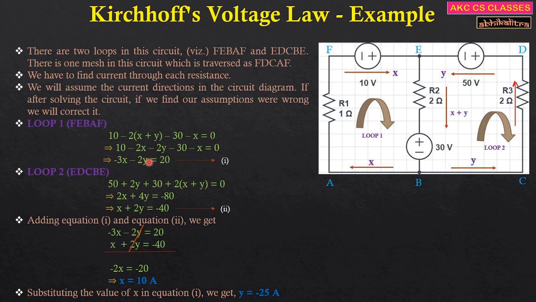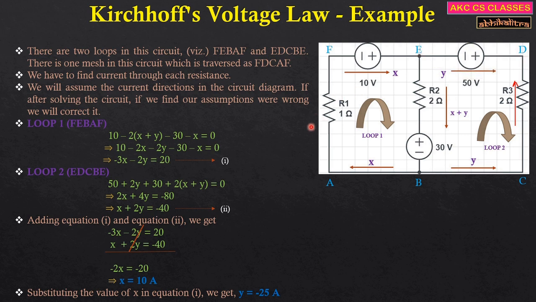You can pause the video over here and solve for the value of y. You will get minus 25. The value is minus 25. That means it should have been positive if the direction of the current that we have assumed was correct. But in this case the value is negative. That means the direction of the current that we have assumed was wrong, and we have to change the direction. The direction assumed previously was D to E, but the actual direction after solving for y is basically E to D, right?